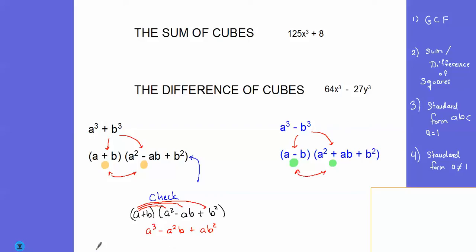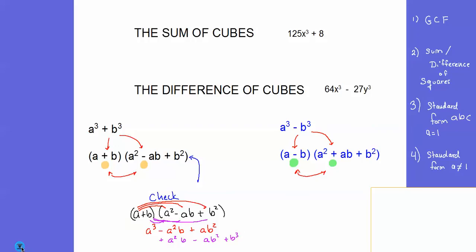I'm going to switch colors. I'm going to multiply with the b. Coming underneath, I would have b times a squared, or a squared b, but it would be positive. So here, positive a squared b. I will have here b times negative ab, which would give us a negative ab squared. And lastly, reaching all the way to the back, I would have plus b cubed.